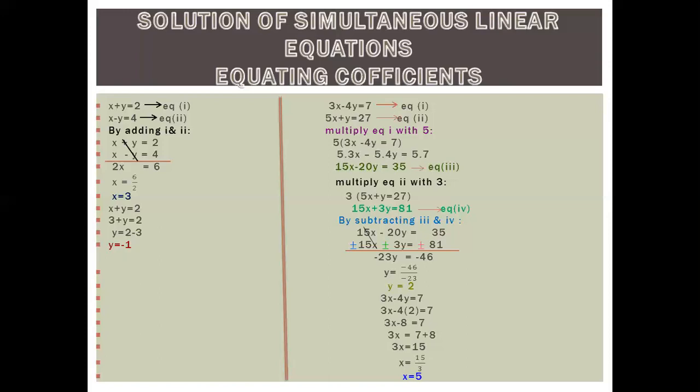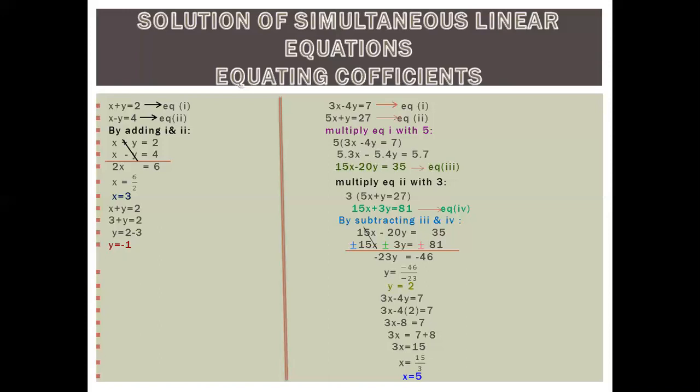So according to the rule of subtraction, we will change the sign of the second equation. We change all the signs. Positive will be interchanged with negative and negative will be interchanged with positive. All the signs of equation 4 are positive, so we convert them into minus signs. 15x and minus 15x cancel. Minus 20y and minus 3y. When we have two negative values, we add them and we put the sign of minus.